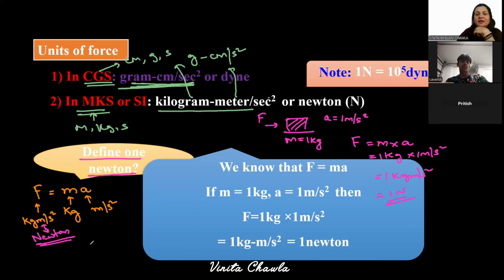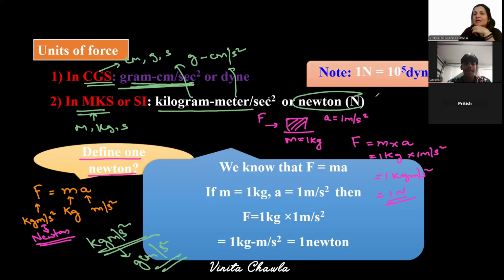Because in MKS we write kilogram meter per second square, in CGS it becomes gram centimeter per second square. Also, as we write Newton in the SI system, in the same way we write dyne in the CGS system. D-Y-N-E. Okay, I hope this is clear. Yes, ma'am.